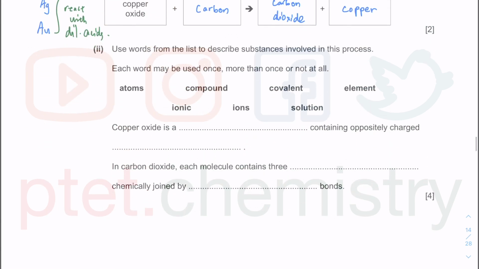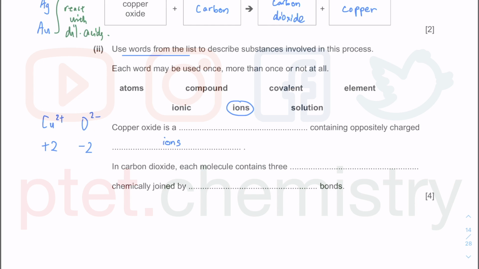Moving on to the next question. So we've got to use words from the list, and this is just filling in the blank. So copper oxide is a something containing oppositely charged ions. What we know is we have Cu2+ and O2-. So let us work very briefly on how to get to the compound formula, Cu2+ O2-.